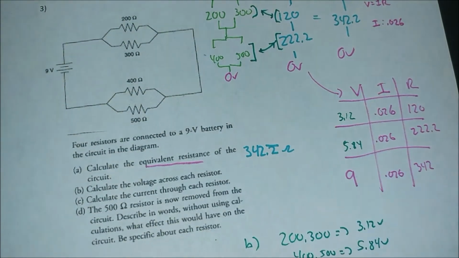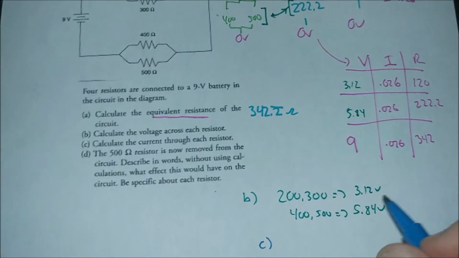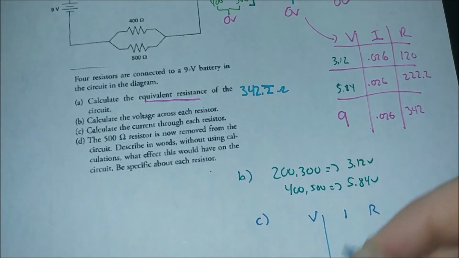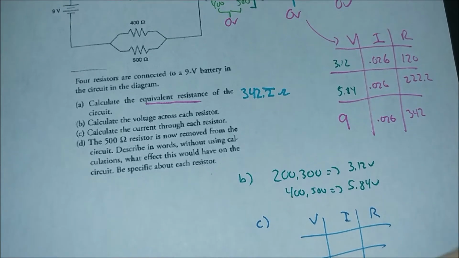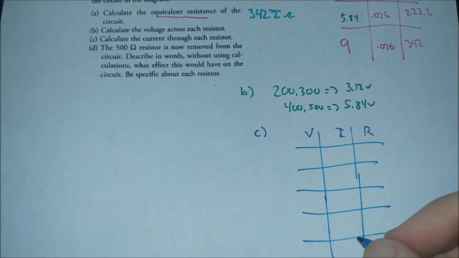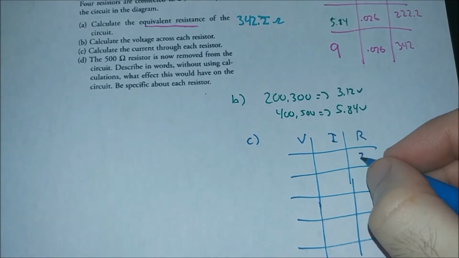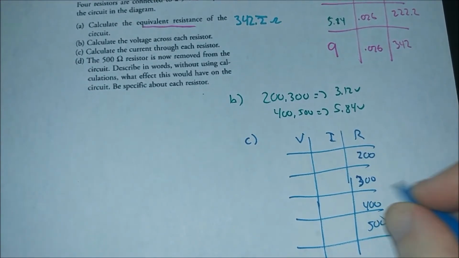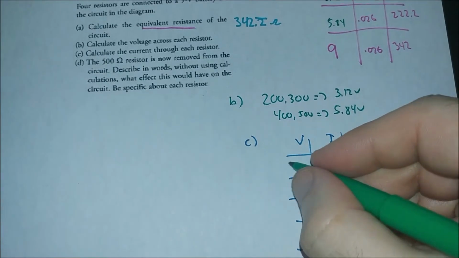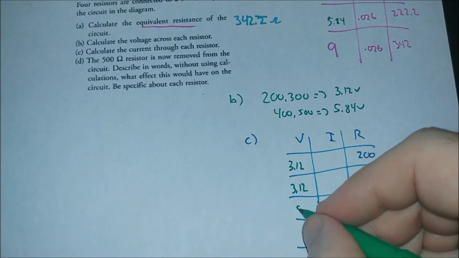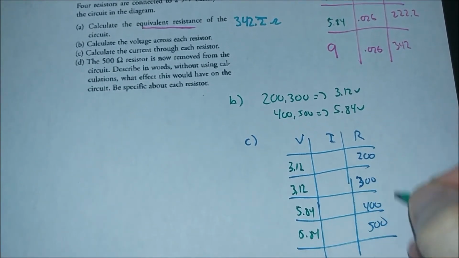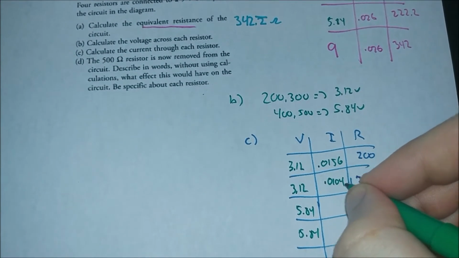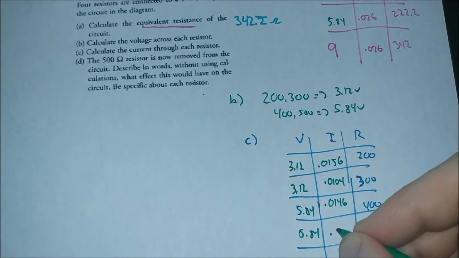There I am. Now, letter C, calculate the current through each resistor. That 0.026 is not correct because that's the total. I'm going to make one more big table where I'm going to put in the first picture. 200, 300, 400, 500. And then I know the voltages though, so I can just do V equals IR and find them. No need to do anything else. So I do that and I get all these numbers. V equals IR since I know the voltages from the previous question and everything else.